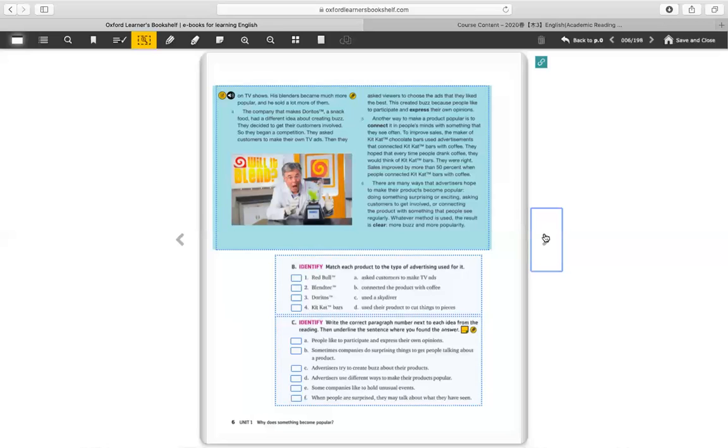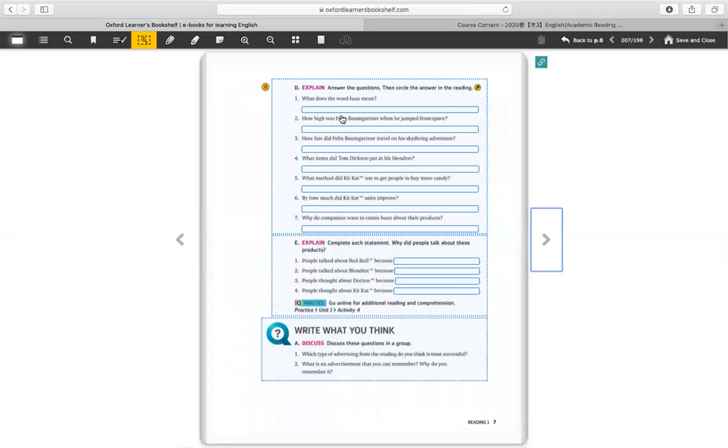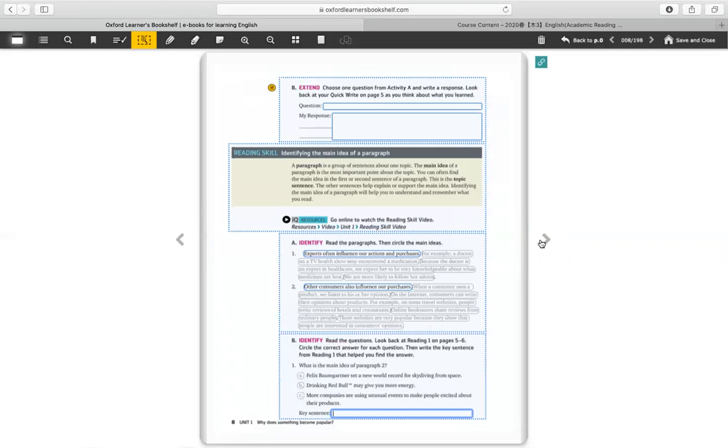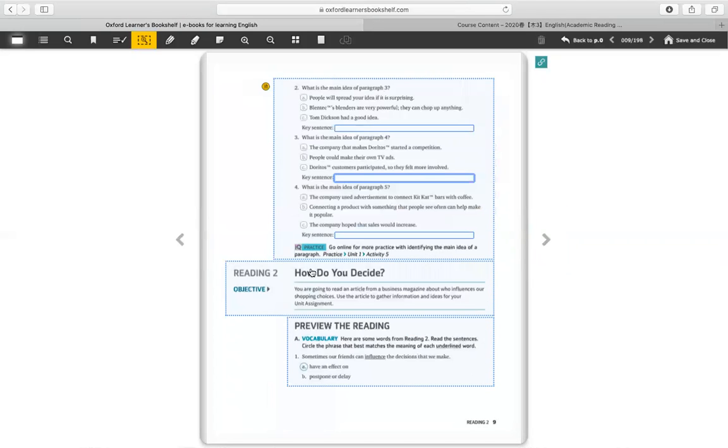And page 6 exercise B, identify. Page 6 exercise C, identify. And page 7 exercise D and E, explain, okay? Up to this point will be your assignment through Google Form, and we will talk about reading 2 next week.